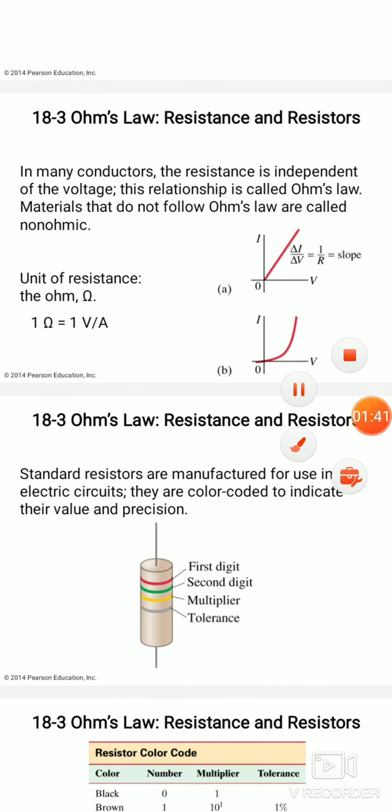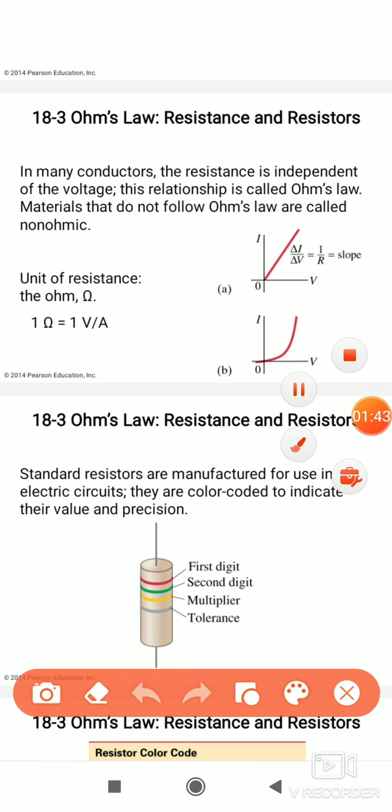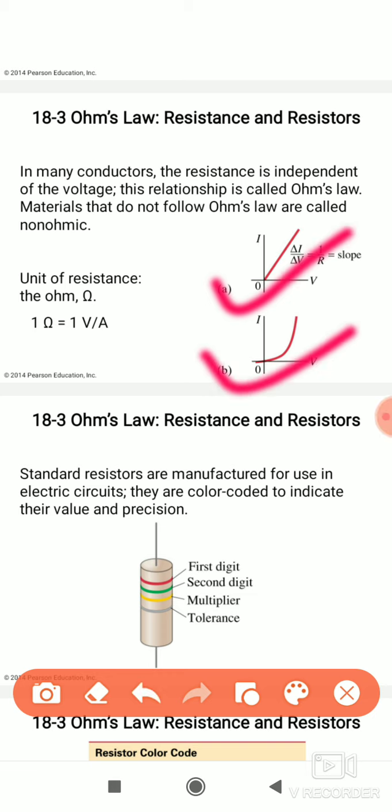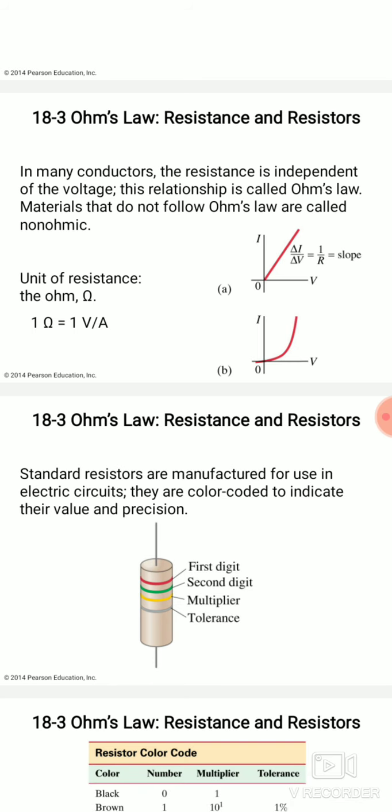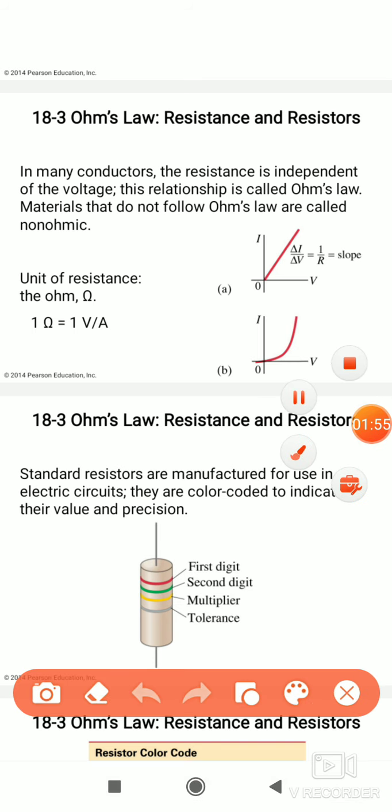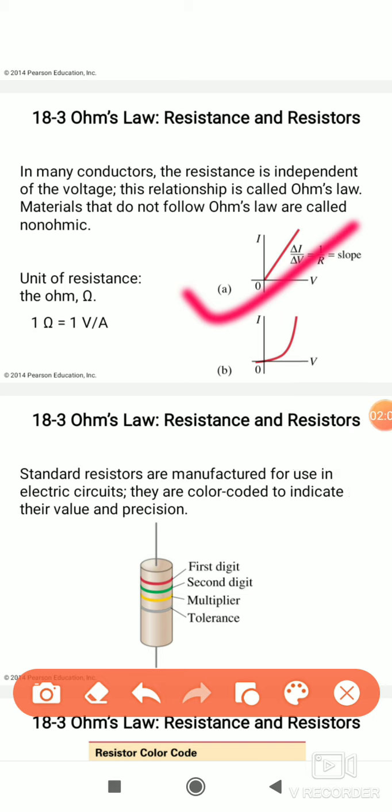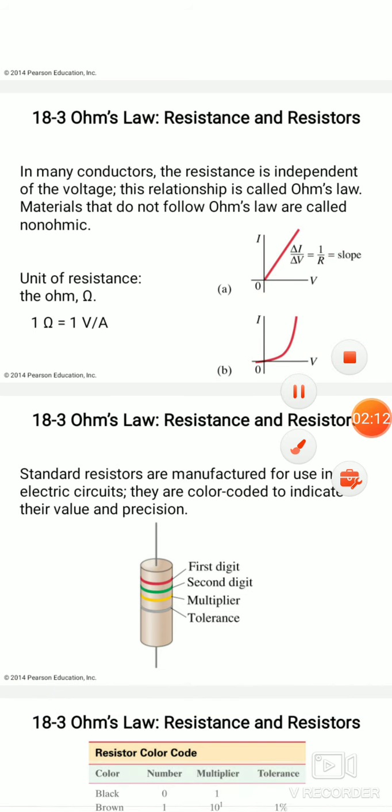Dear students, all the materials which follow Ohm's law are ohmic, and those which do not follow Ohm's law are non-ohmic materials. Ohmic materials always give a relationship like this. It means that we get a graph which passes through the origin in a straight path, and non-ohmic materials do not follow that type of graph. This is the graph for non-ohmic materials. Non-ohmic materials means all the materials which do not follow Ohm's law.